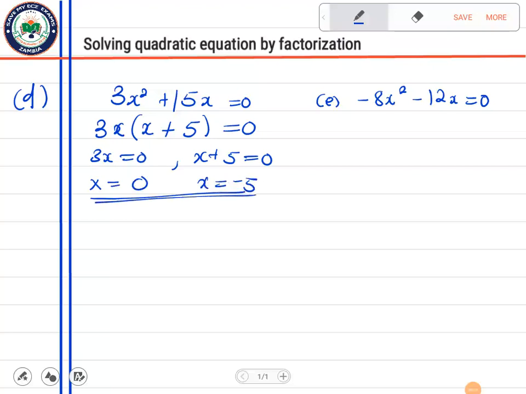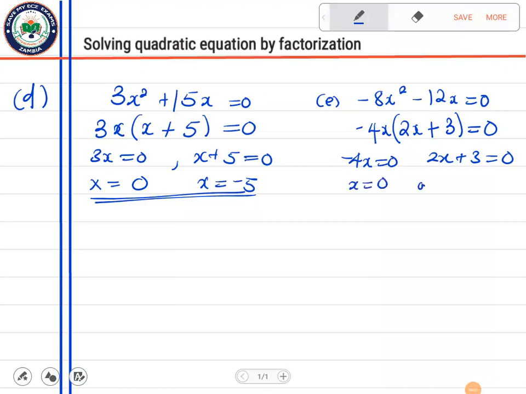Then here we can also factorize what is common. You can see that the negative is common. You can also see that 4 is common. Even x is common. So when I do this, I will make 2x here, and I will remain with 3 here only, plus, equal to 0 because this negative has been taken out. So I have negative 4x equal to 0. I also have 2x plus 3 equal to 0. So here when I divide throughout by 4, I'm getting x equal to 0, or I'm getting x equal to negative 3 over 2.